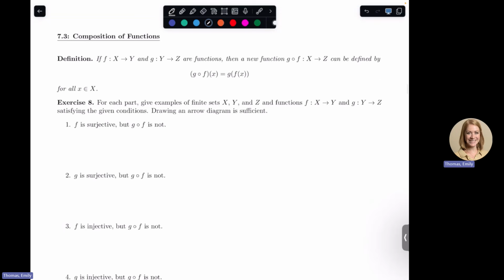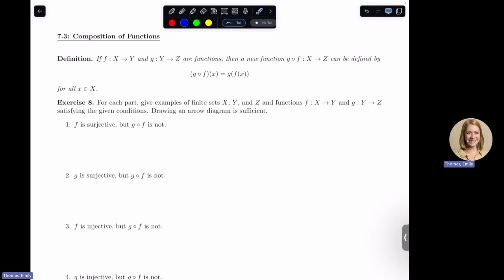Composition of functions. f goes from x to y, g goes from y to z. These are functions. A new function g of f that goes from x to z can be defined like this, for all x. I will tell you guys, students often screw this up because you're reading that g first, so you think it's the first one, and it's not. The inside stuff happens first, so the f happens first and then the g.